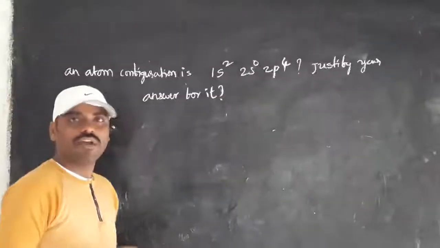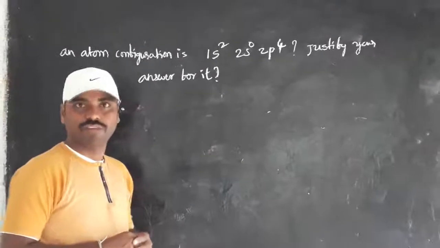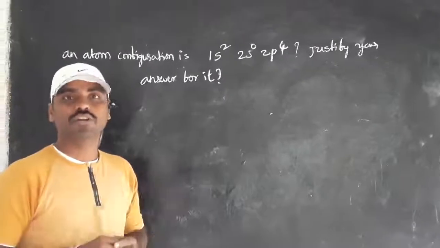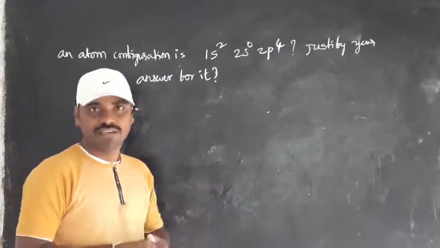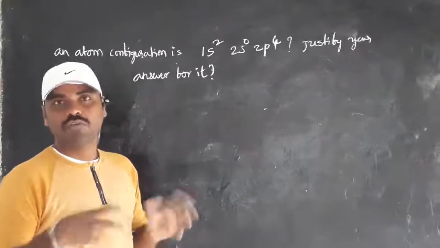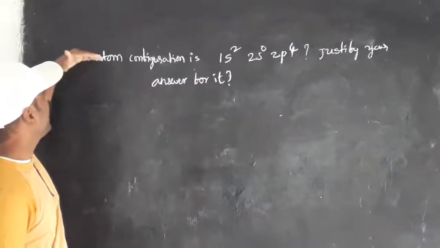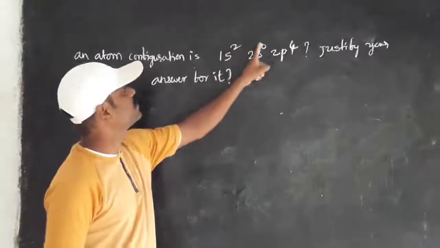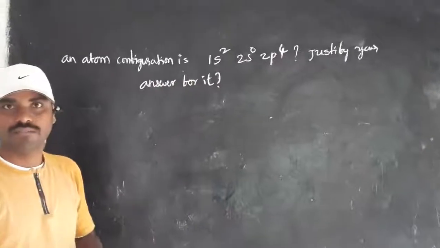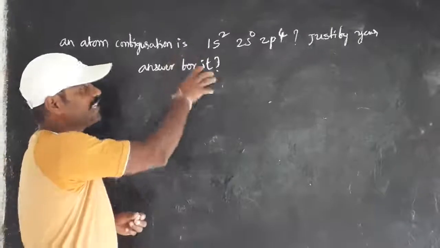Okay. Here we have one more example which is more important from the examination point of view, right? Sometimes in question framing it gives a different electronic configuration that we didn't see in actual practice. In that case we have to identify the mistake and write the correct electronic configuration. Here I have one electronic configuration. An atom's configuration is 1s2, 2s0, 2p4. Then justify your answer for it. Means you have to give your observation whether it is correct or not.